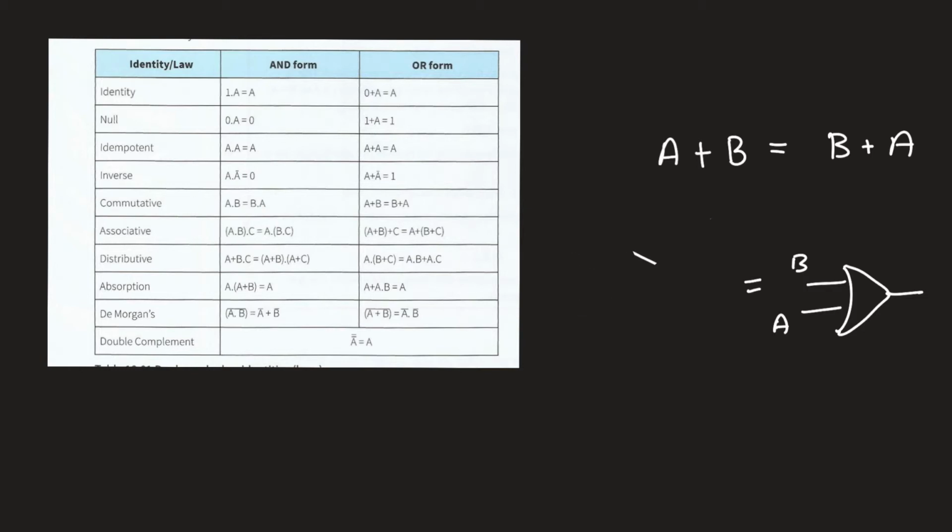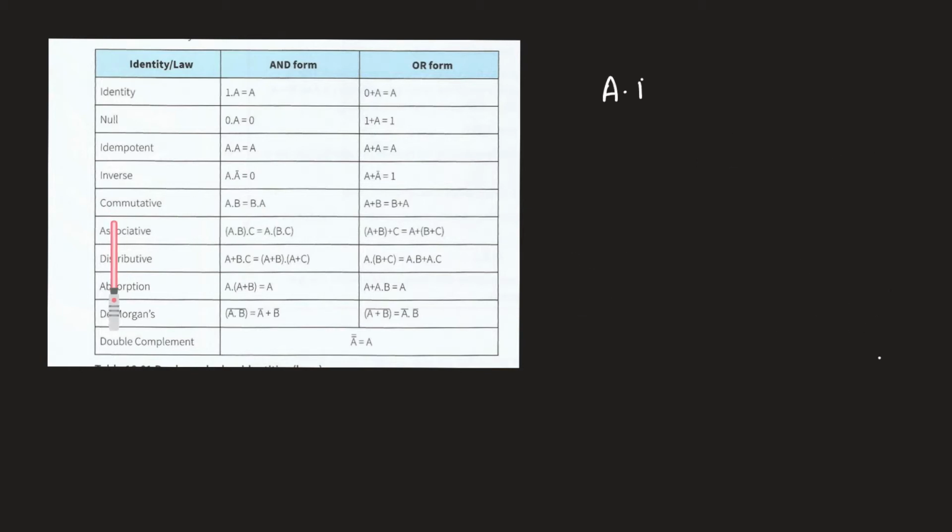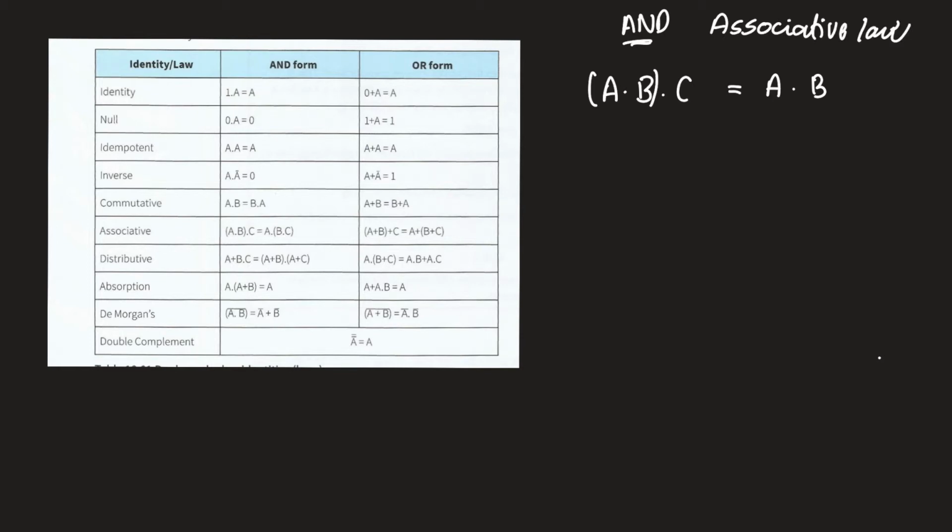Now let's look at the associative law. A dot B dot C is equal to A dot B dot C, grouped differently. We're looking at the AND form for the associative law. Now let's draw the logic circuit for it. Maybe it looks a little complicated, but it's not. Just simply add an AND gate where you have the dot, and if you have a plus sign, you add the OR gate. It's pretty simple.